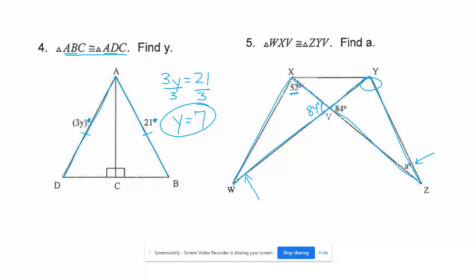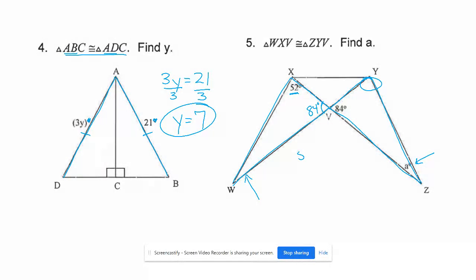The other thing we know is they're corresponding angles of congruent triangles. So they have to be the same for that reason also. So that's 84. And once we know two angles of a triangle, you can always find the third, because three angles of a triangle always add up to 180.